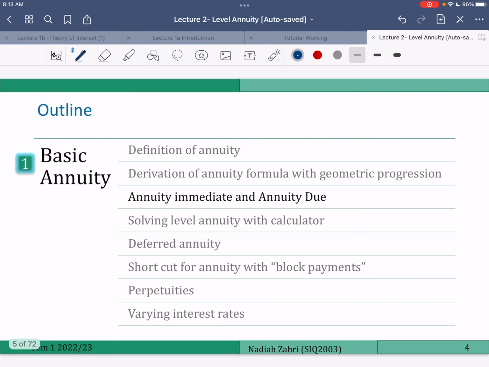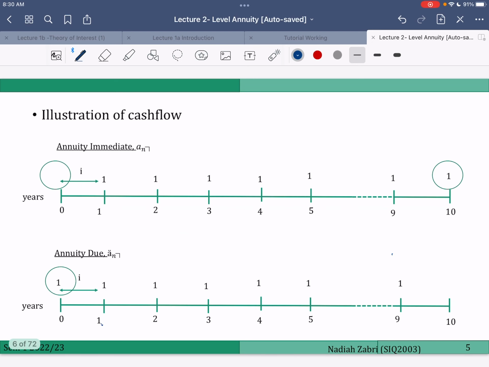Okay, now I want to introduce to you two types of annuity: annuity immediate and annuity due. This is the illustration. First, we look at annuity immediate. So what is annuity immediate? It is basically a regular payment, and each payment is paid at the end of the year. So for the first year, the first payment is paid at the end of that year. The second payment is paid at the end of the second period.